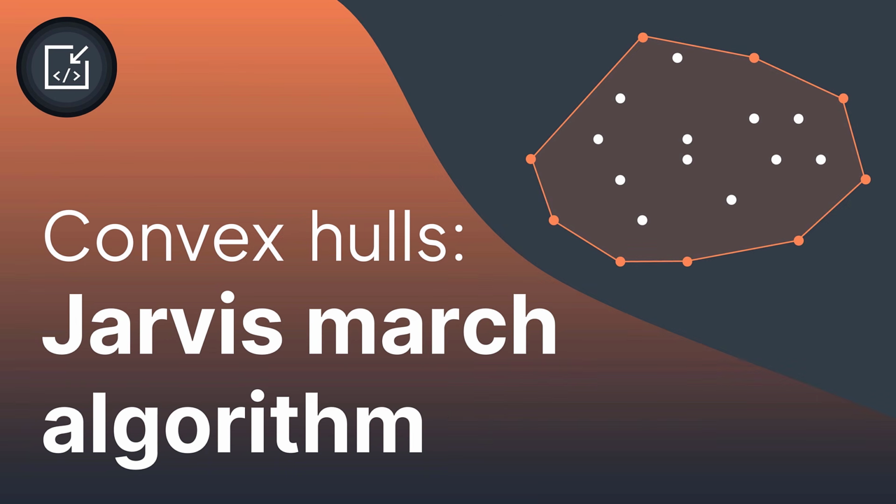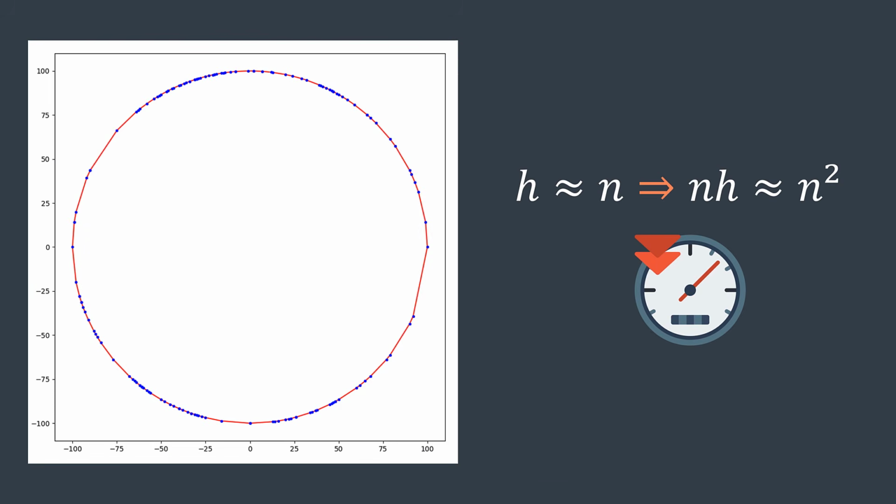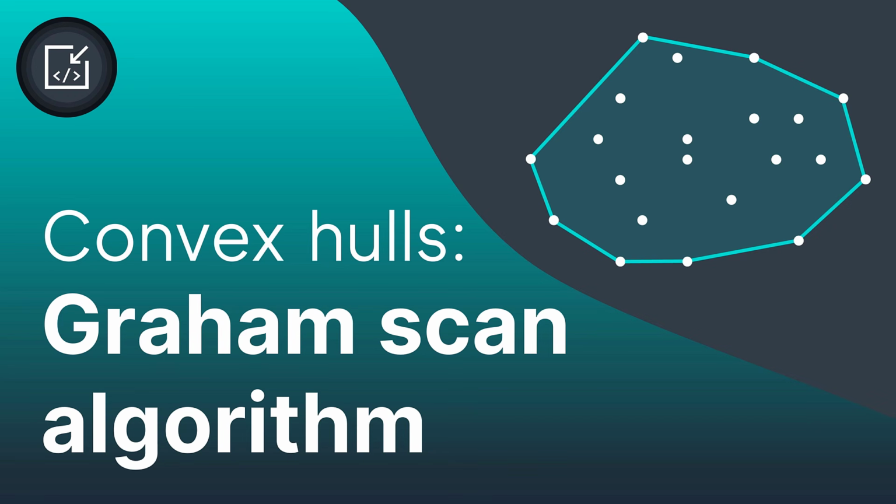In the previous video, we learned about the Jarvis March algorithm, an algorithm to find the convex hull of a set of points. But the downside of it was its time complexity of n times h, where n is the total number of points and h the number of points on the hull, because n times h is close to n squared when h is close to n, which is quite slow. Today, we will see another algorithm that solves the same problem but more efficiently, the Graham-Scan algorithm.